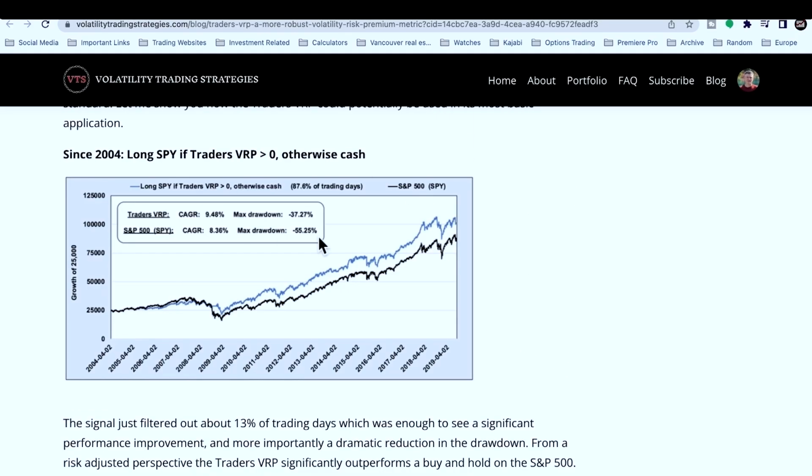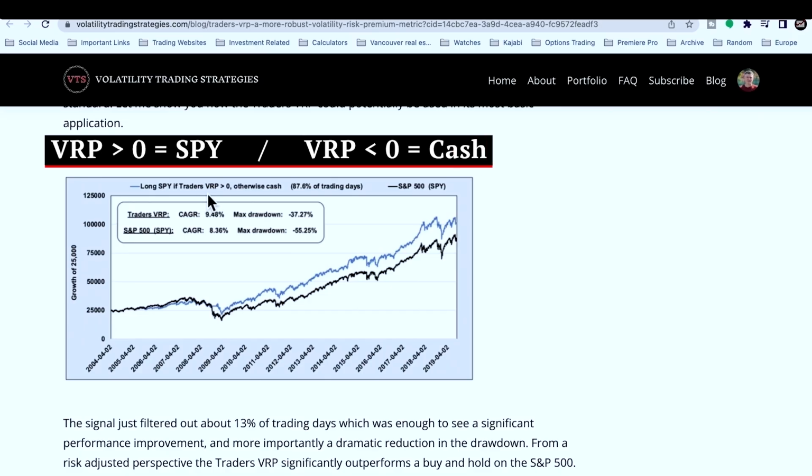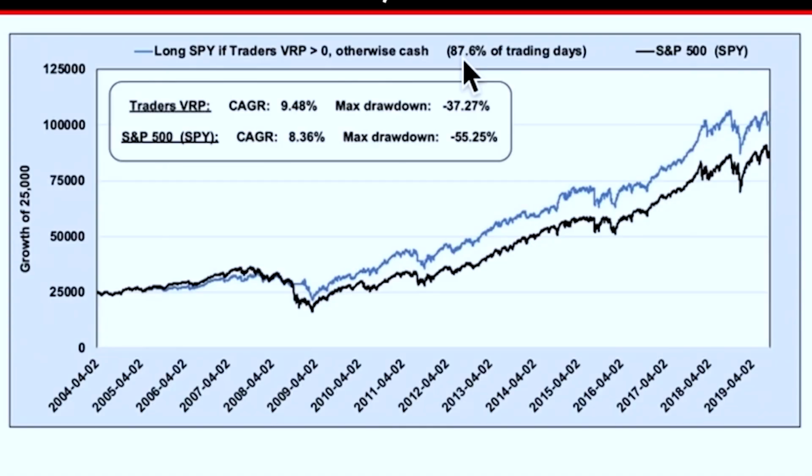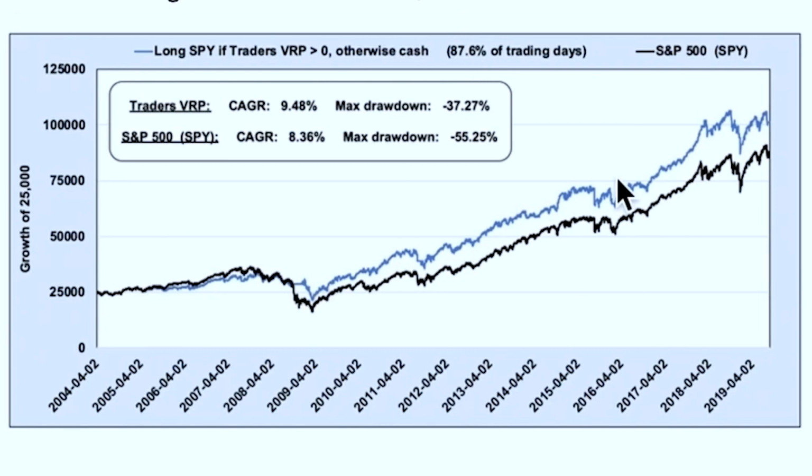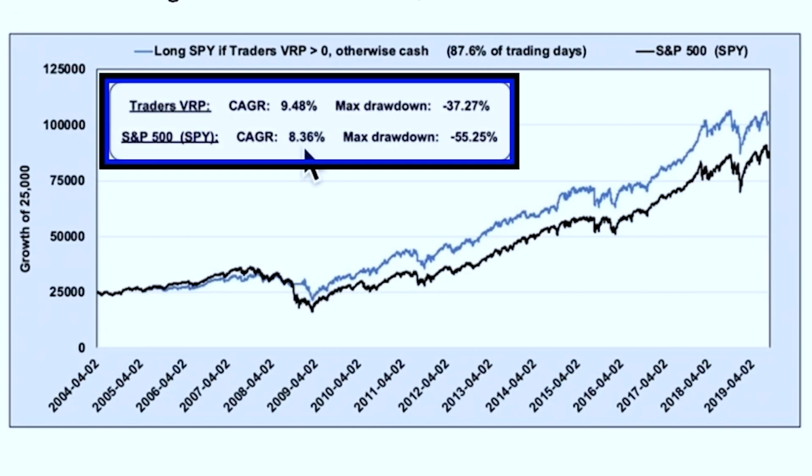But you can see I did a super simple test, just proof of concept basically here, where just using that one single metric, if it's above zero, you're long the SPY, and if it's below zero, you're in cash. So 87% of the time you'd be in the trade, S&P 500, and 13% of the time you'd be in cash. Buy and hold is here. Using that simple one metric filter, you can actually improve the performance substantially.